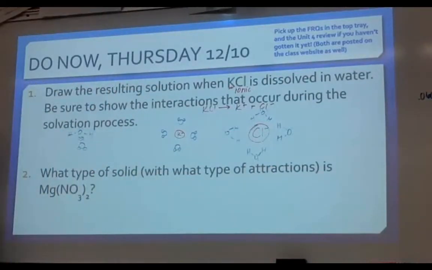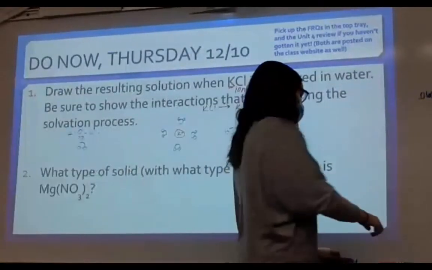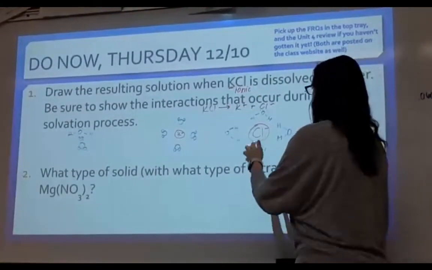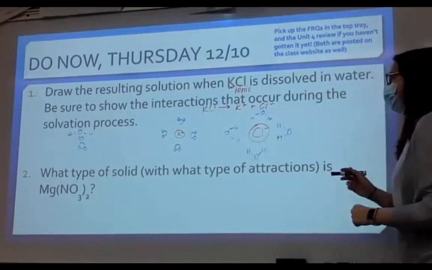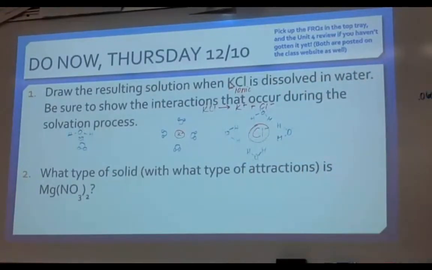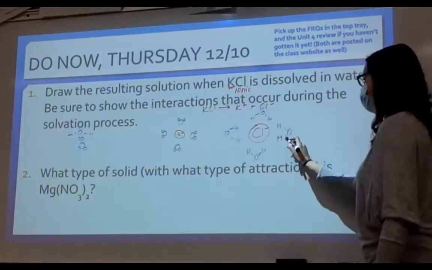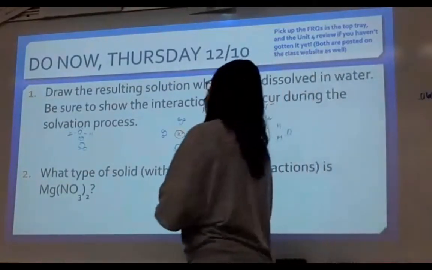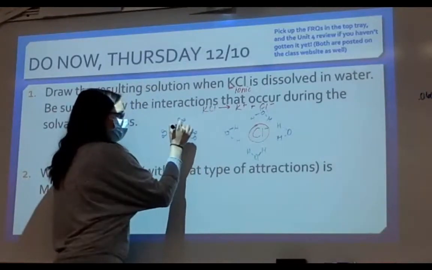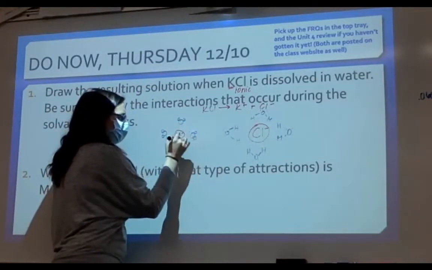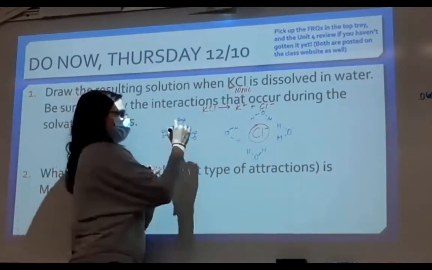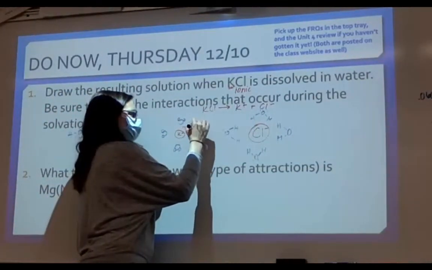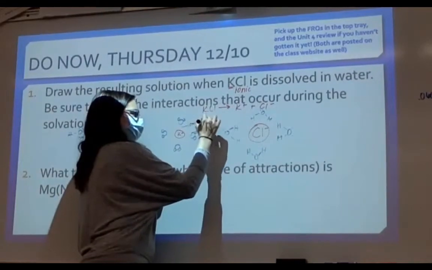So in terms of the interactions, just to review really quick, notice how there are no bonds between the water and the Cl. I'm not showing any solid lines. Those are covalent bonds, right? These are covalent bonds inside the water molecules. But if we want to talk about attractions between the ion and the polar water molecule, this represents ion dipole forces.